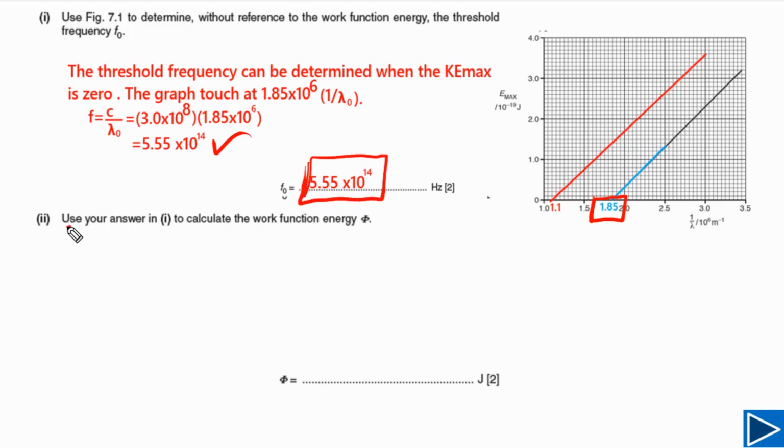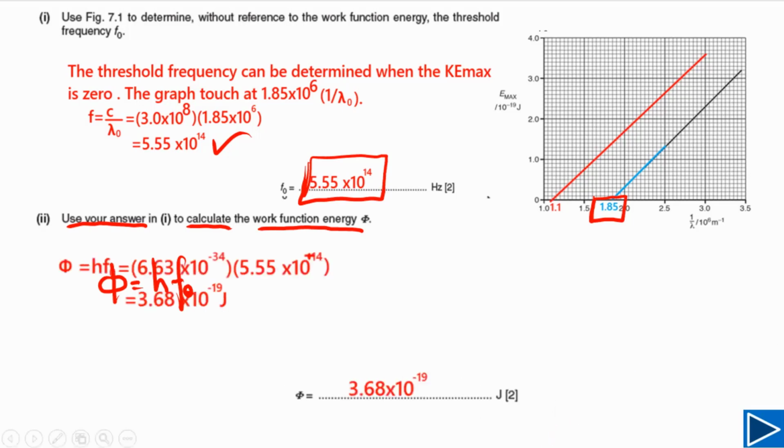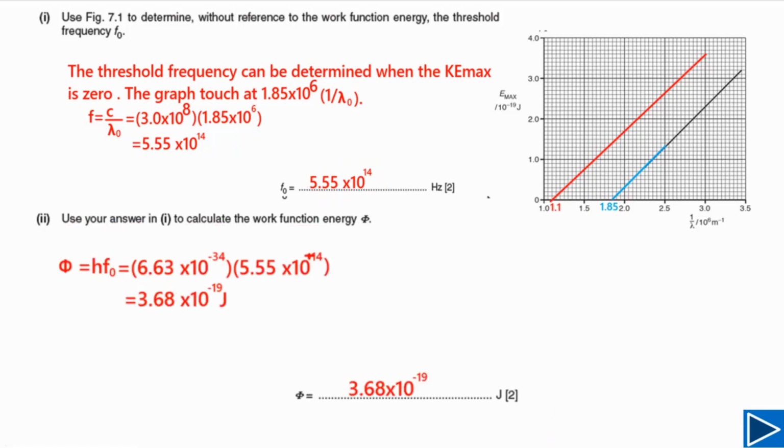Now the next question, C2, is asking you to use your answer in 1 and calculate the work function energy. We simply understand work function is equal to h f naught, where f naught is the threshold frequency. Now simply we need to plug in this value here, and h is Planck's constant, and we will get our answer for work function. So here is our final answer, and this is how you can do these calculations. We simply use this formula.